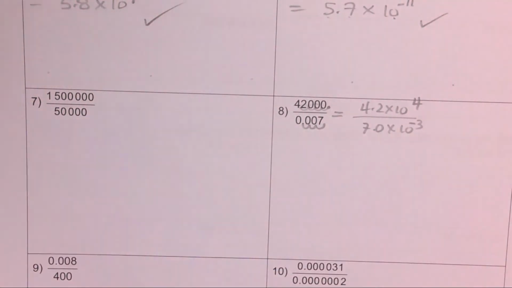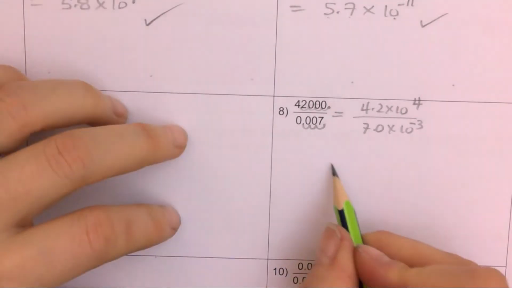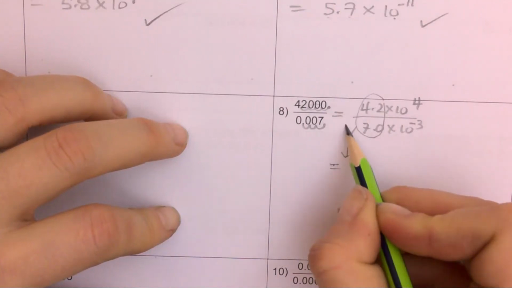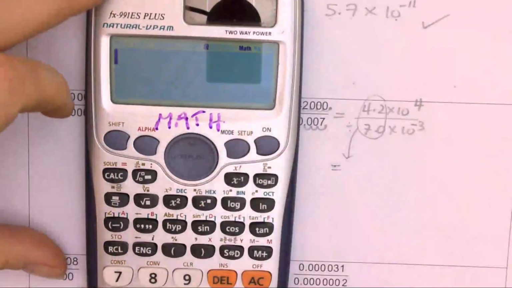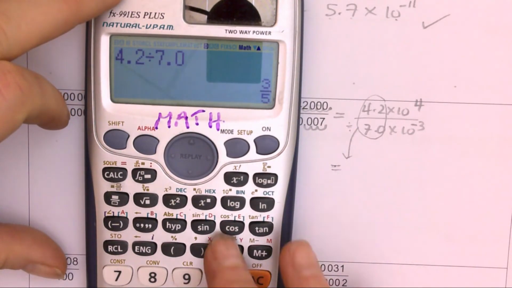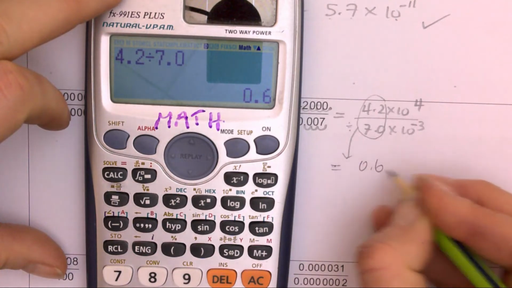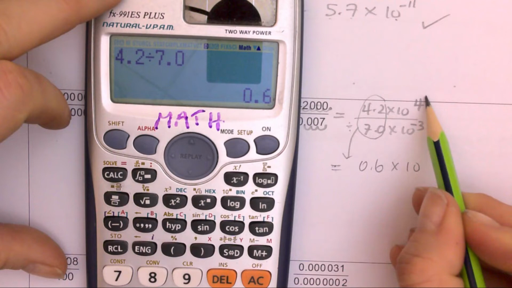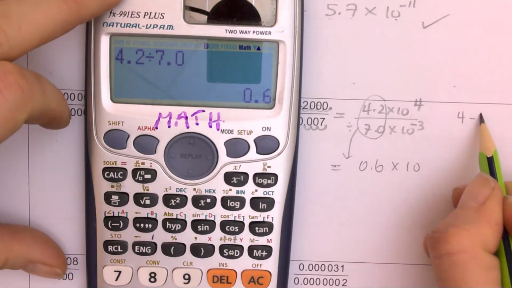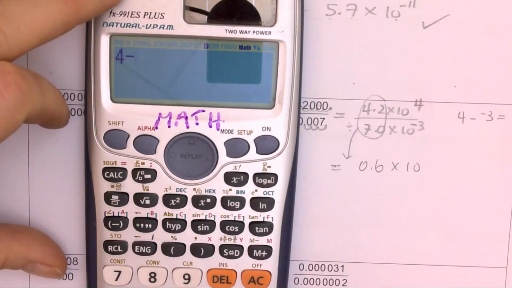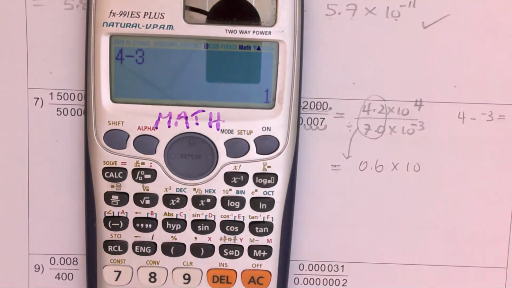Let me sharpen my pencil. Now, for divide, we divide this on our calculator here. So divide them. So 4.2 divided by 7.0. 0.6 times 10. Now because it's divide, we have to subtract our exponents. 4 subtract negative 3. Oh, just wait. Let me pause it. Someone's at my door.